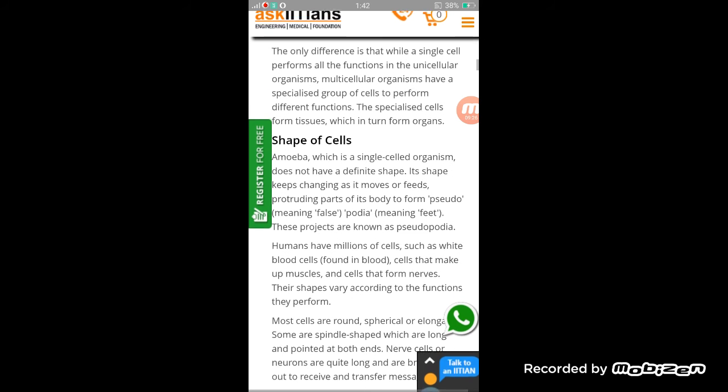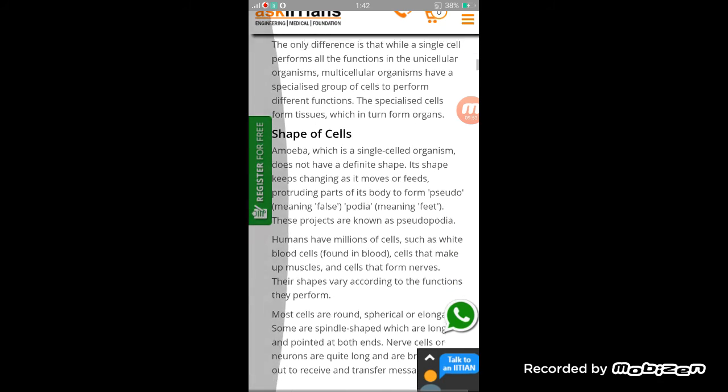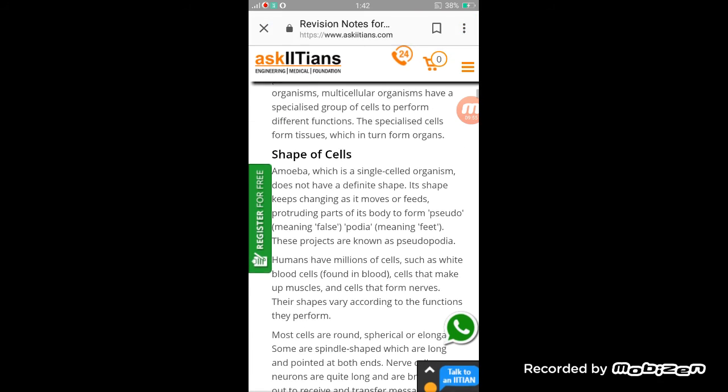The only difference is that while a single cell performs all functions in unicellular organisms, multicellular organisms have specialized groups of cells to perform different functions, as I have already told you. The specialized cells form tissues, tissues form organs, organs form organ systems, and organ systems form a body. This is what I wanted to share with you.